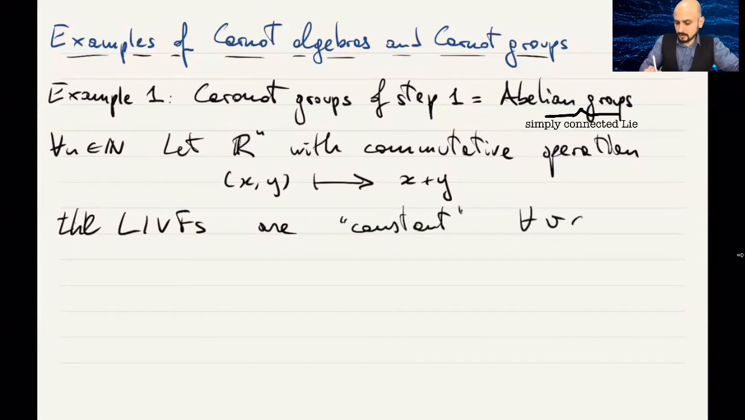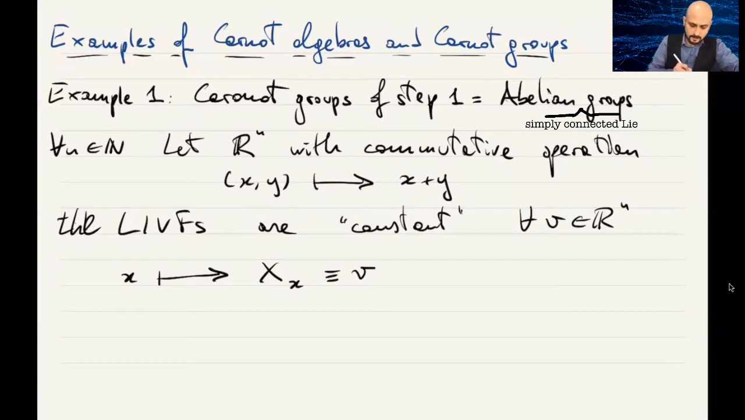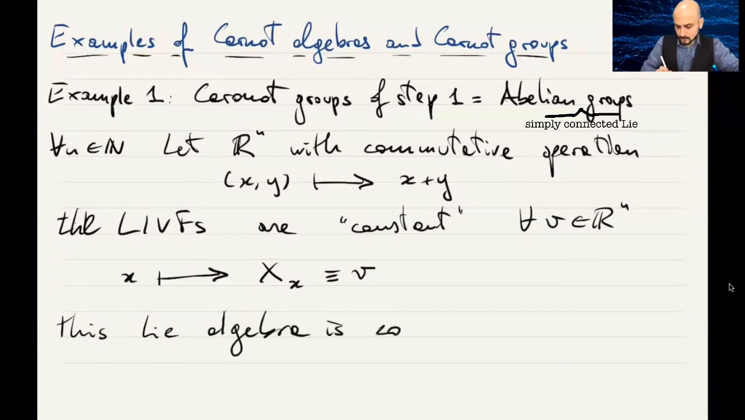So for a given vector v, we have the vector field that at every point is constantly equal to v. Okay, so yeah, this Lie algebra is commutative. Namely, if we take two constant vectors v and w, then the bracket between them is 0.